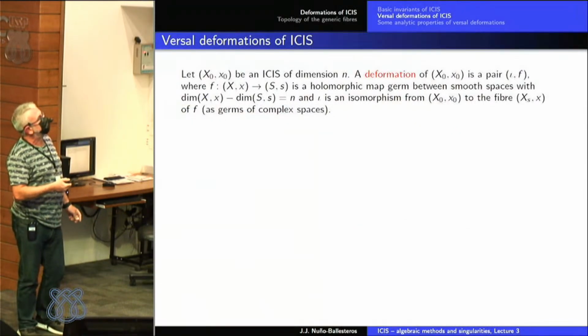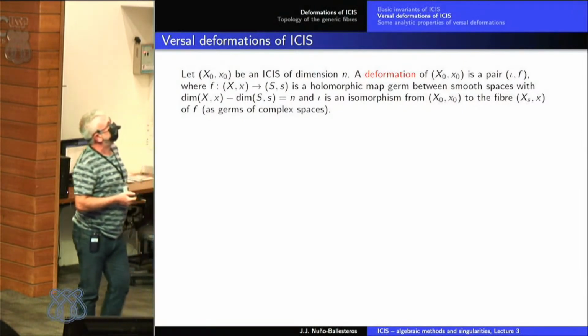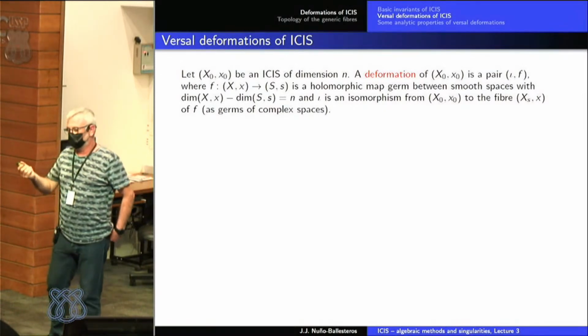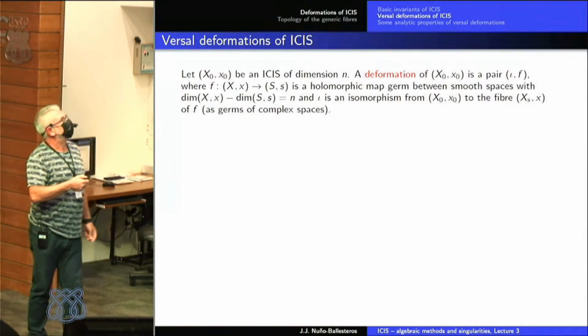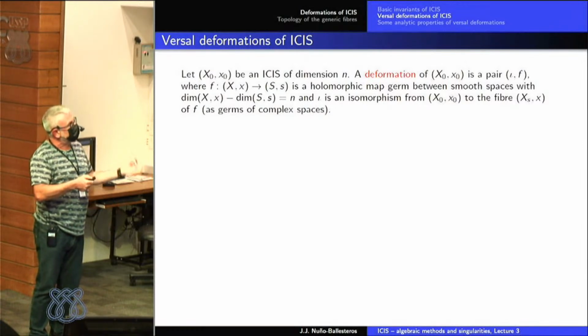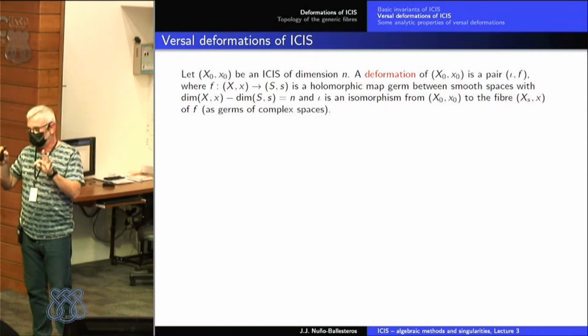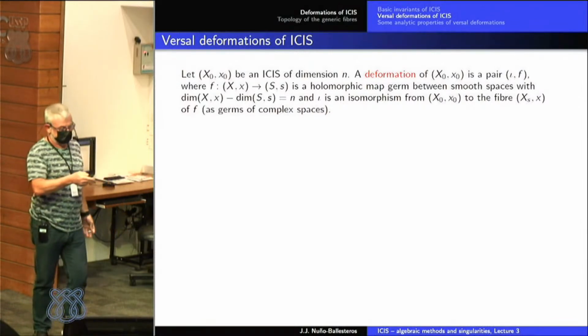So let's go for the second part of this first part. This is about versal deformation of ICIS. In lecture 2 yesterday, Sidinia told about versal unfolding and versal deformations of mappings for the contact group K. So here we will see the analogous concept for ICIS, and we will see that both concepts are strongly related. Basically, the versal unfoldings of the mappings are the same as the versal deformations of the ICIS.